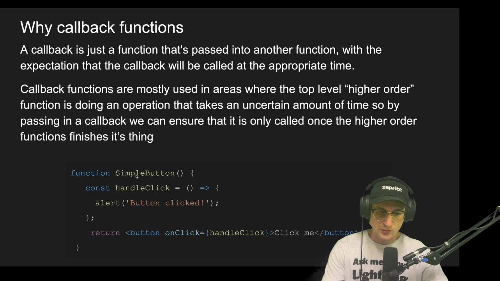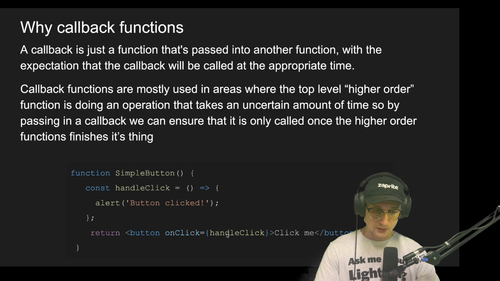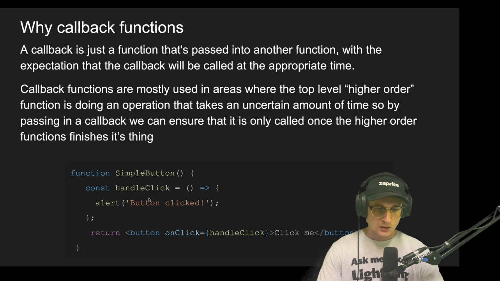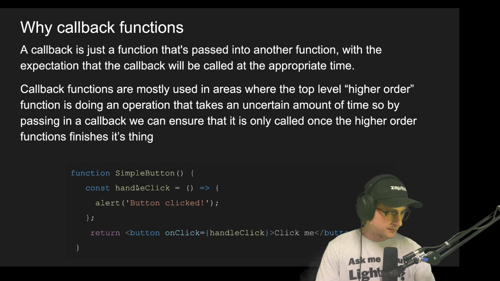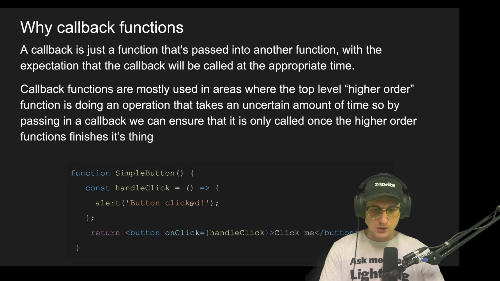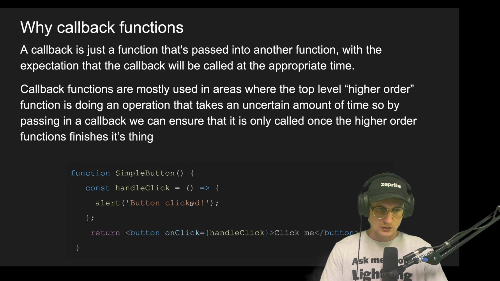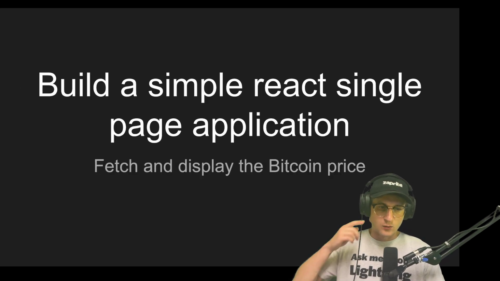So here's another example. We have function SimpleButton. It returns a button with an onClick handler that passes in this handleClick function. So this is actually an example of a callback function right here. I have a piece of code that needs to run to handle a click action, and then of course I have the onClick function, which calls this function. It doesn't look that confusing here, but it's something that you'll see in React. So I just want you to not be completely overwhelmed.